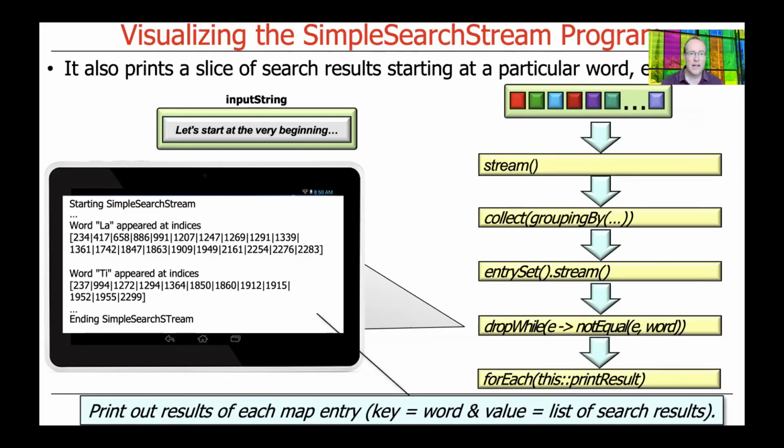We also have another cool feature where you can ask it to print slices of the results. Let's assume that you've got all the results for do, re, mi, fa, sol, la, ti, do, but you just want to print from la to the end. So what you can do here is say print a slice starting at la, and it'll print where la appears in the indices and where ti appears in the indices. That's what we would call a suffix slice. There's also a prefix slice where you can say print everything from the beginning up to, but not including, a particular word. And we'll talk more about how all this stuff works as we get further into the discussion.